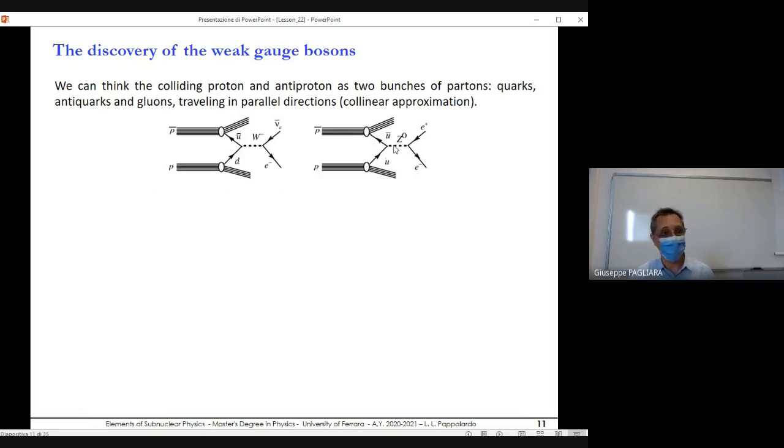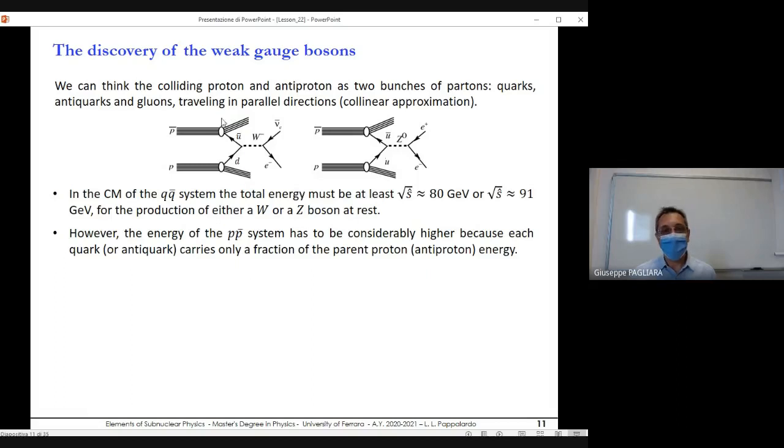Now, what is the problem here? There is another complication, because in your machine, in your accelerator, you can tune the energy of your beams. And so you can decide or tune the center of mass energy for the proton-antiproton collision. But what we want here is not the center of mass energy of the proton-antiproton collision, but the center of mass energy of the quark-antiquark collision. And you can never measure the energy of the quark inside the proton.